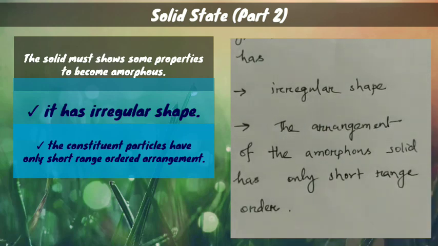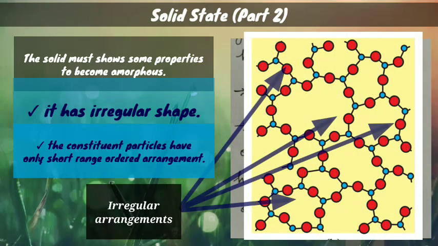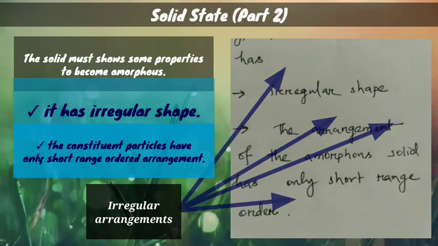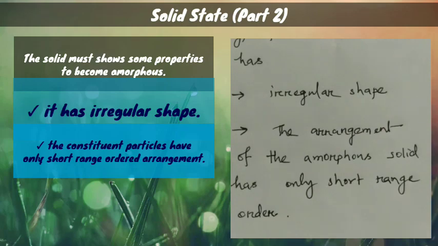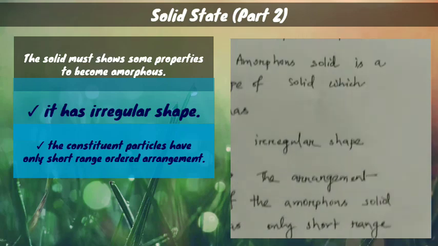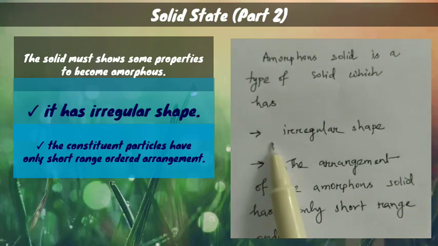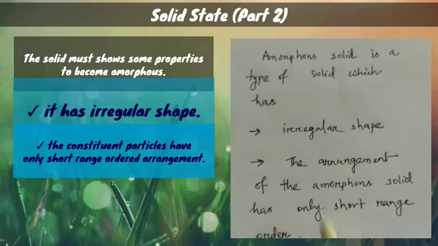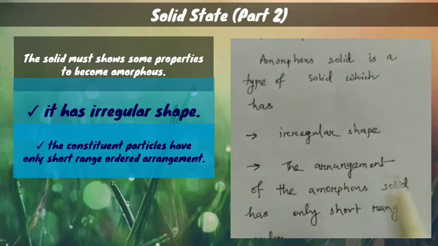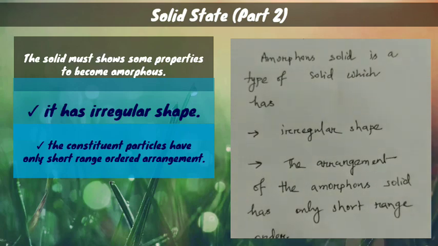That means in an amorphous solid, a regular and periodically repeating pattern is observed over a short distance only. Only over a short distance can we observe some ordered structure, but we will not get the ordered or repeating structure throughout the solid. So an amorphous solid has this type of property: it has an irregular shape, and its constituent particles do not repeat throughout the solid.